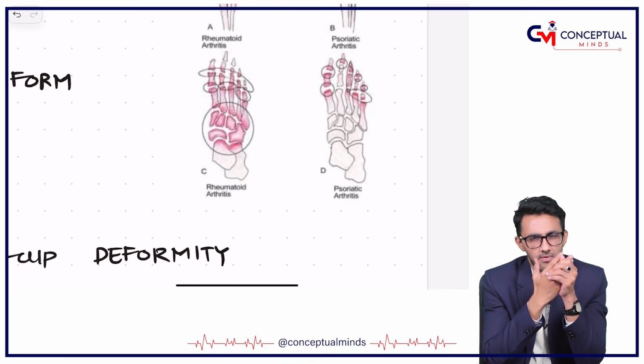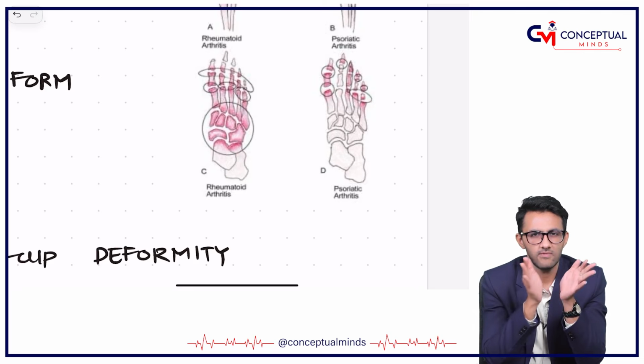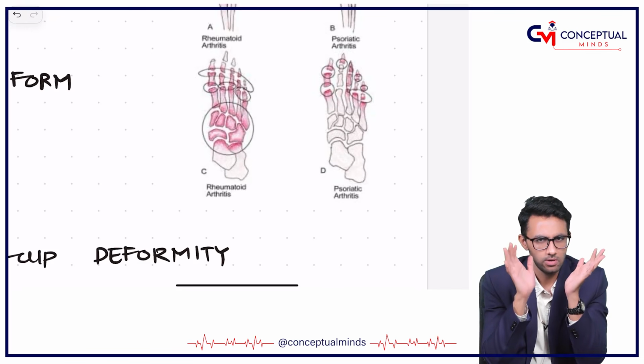Okay, and if only the PIP is involved, it is RA. Yes, so we have Boutonniere deformity, we have swan neck deformity, all those things are also there. Alright, but for now we are just focusing on psoriatic arthritis and its key findings.